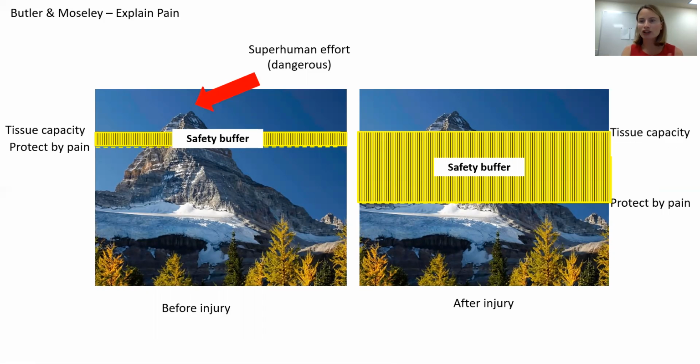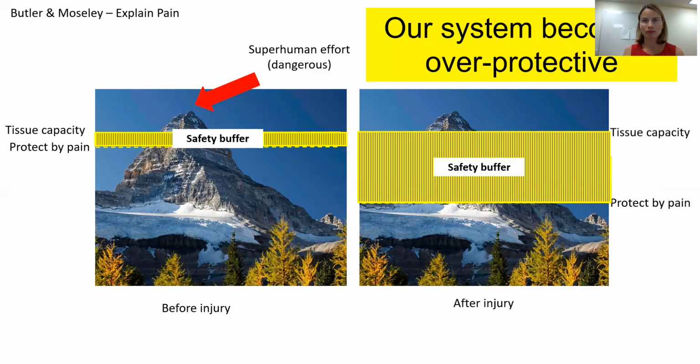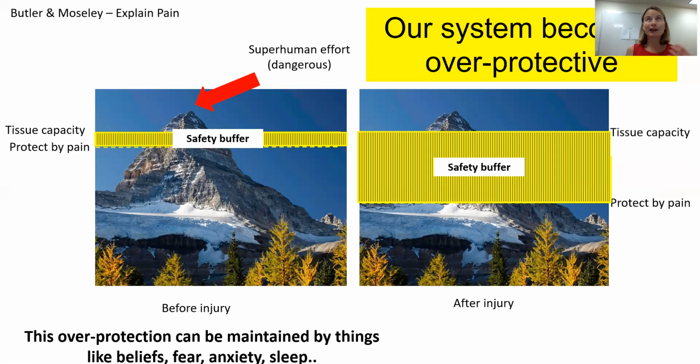But in some cases, the safety buffer stays where it is. And so what we're actually getting is a system that itself becomes overprotective. And in the case of people with osteoarthritis, many of these things that I've just spoken about, this lack of inhibition, facilitation working too well, these immune changes, inflammatory state, these are things that can maintain an overprotective safety buffer. As well, the functional state of the system can also be maintained by things like beliefs, fear, anxiety, sleep.